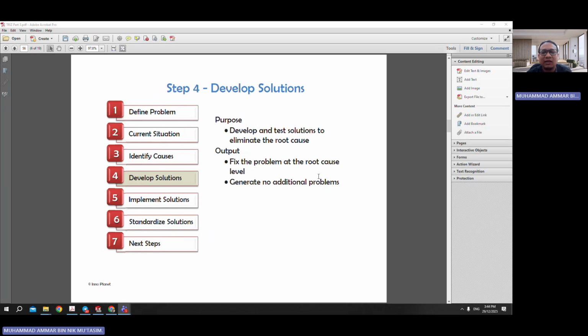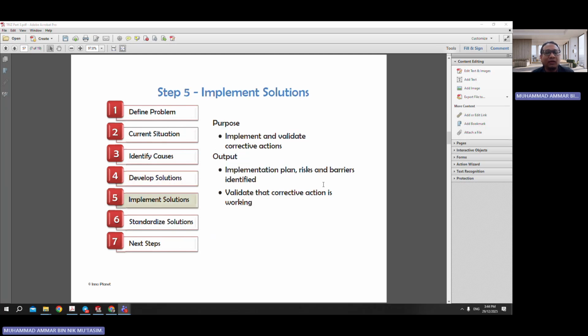From there, we can select which are the more important and develop a test and test the solution to eliminate the root cause. This is the purpose of develop the solution. The output is to fix the problem at the root cause level and generate no additional problem. And finally, the fifth one, before we go to steps 6 and 7, we implement the solution by implementing the corrective way how to solve the problem.